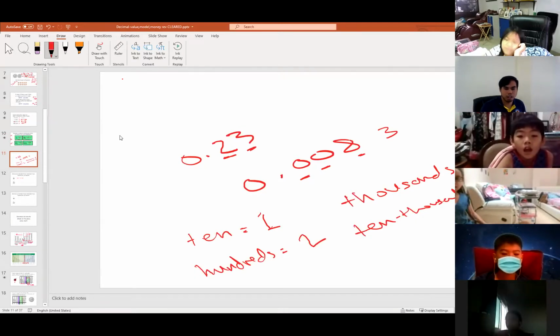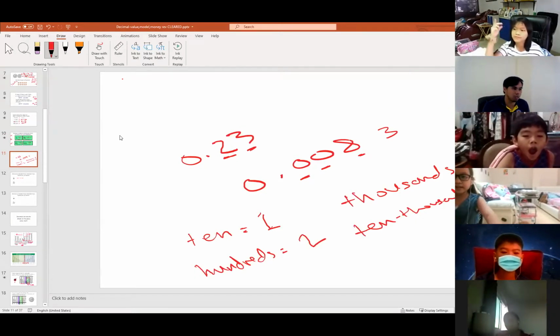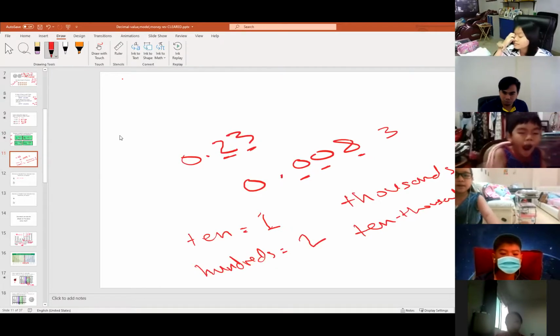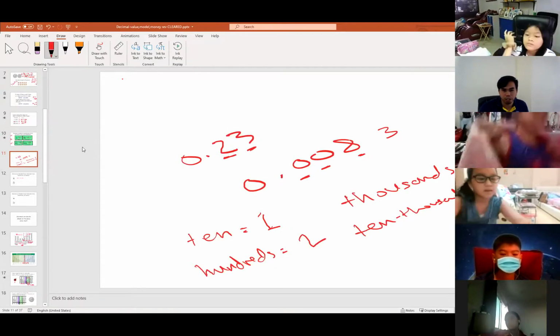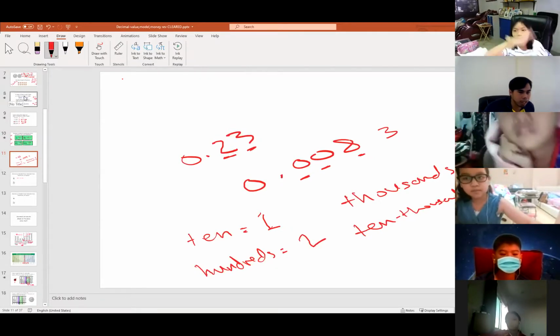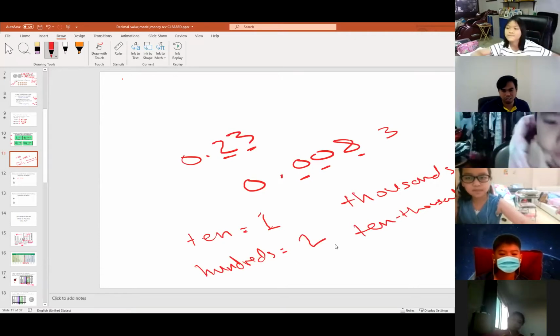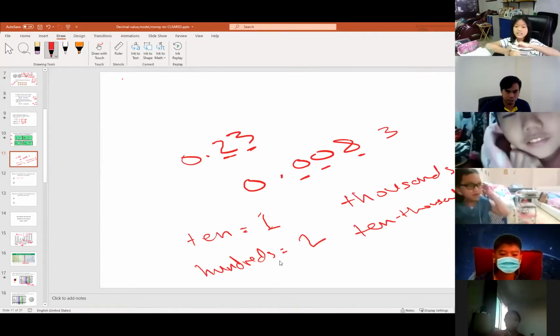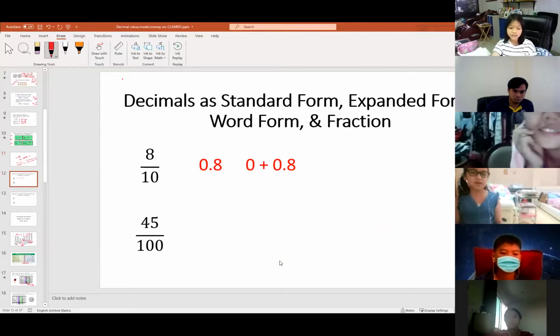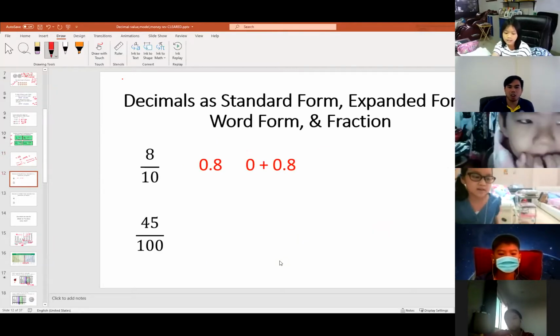And then so on. You can go to ten-thousandths and beyond, but we're only going up to ten-thousandths today. Also, according to your objective, we're only going with hundredths. So until here only. Okay, is that clear? Yes. Okay, let's try doing this.